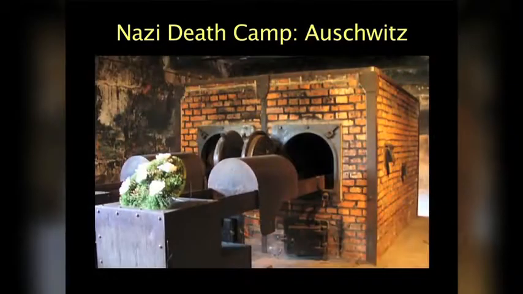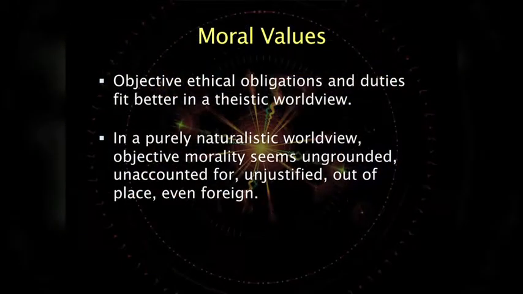Yesterday I visited the Churchill War Room and went down into the bunker. What would have happened if Great Britain and the United States and the Soviet Union had not been victorious? Would it have ushered in a new dark age? What would have happened? I mean, 60 to 70 million people died in the war. 6 million Jews were exterminated. How do we know that that is wrong without some standard to make judgments? So objective ethical obligations and duties fit better in a theistic worldview.